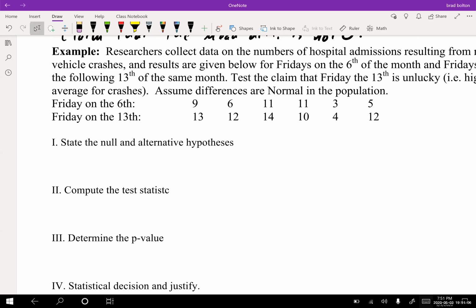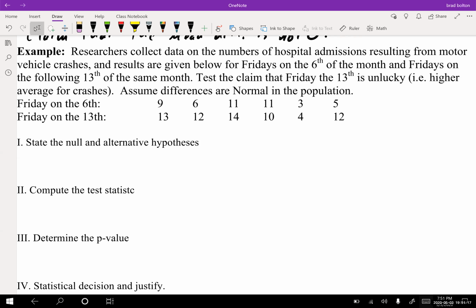Okay, so let's try one more. It says researchers collect data on a number of hospital admissions resulting from motor vehicle crashes, and results are given below for Friday the 6th of the month, and Friday the following 13th in the same month. Test the claim that Friday the 13th is unlucky, meaning there's a higher average for crashes. Okay, so the average on Friday the 13th is larger than the average on Friday the 6th.